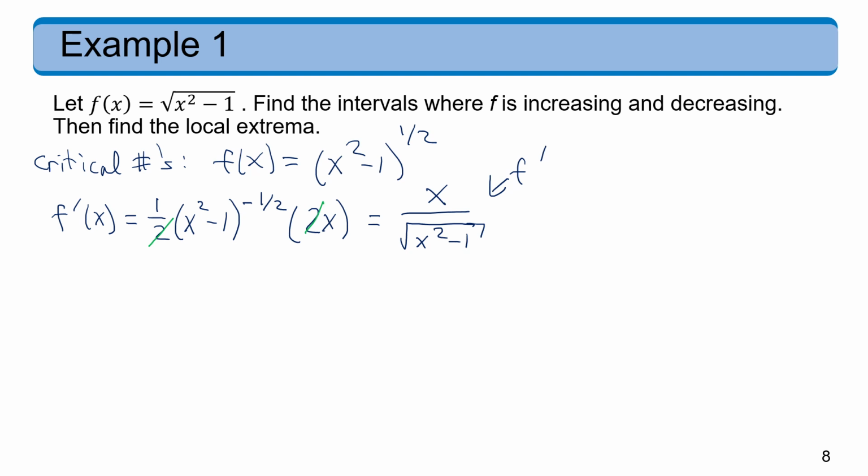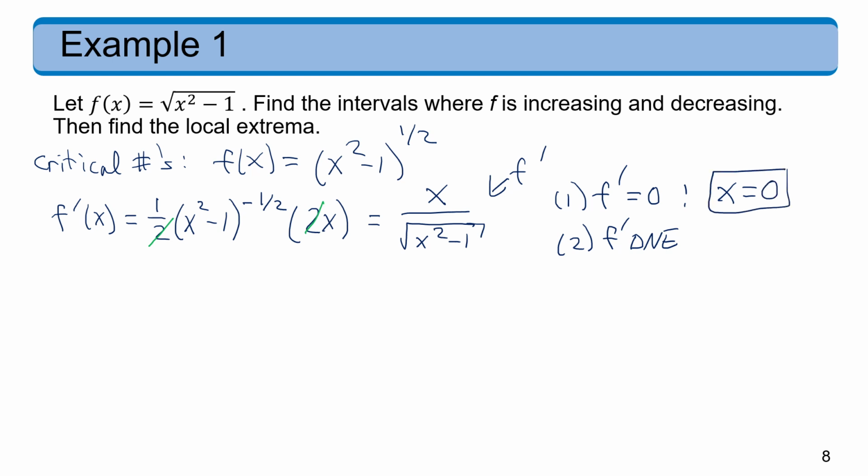Now we need to look at 2 things for finding critical numbers. First of all, values of x that make f prime equal to 0. And then second, values that make f prime undefined. Let's start with equal to 0. If we set this whole expression equal to 0, the only way any fraction can equal 0 is if the numerator is 0. So you really just have to set the numerator to 0, which is x equals 0, and that's already solved for x. So we get x equals 0. That's one critical number.